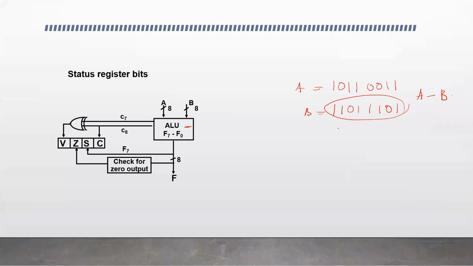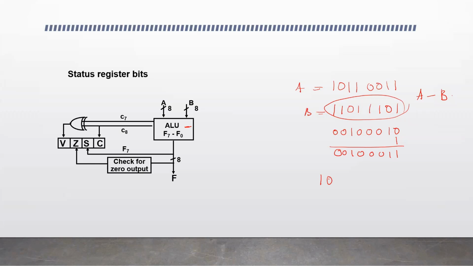When we find the 2's complement, the 1's complement is 0, 0, 1, 0, 0, 0, 1, 0. And when you add 1 to this, we get 0, 0, 1, 0, 0, 0, 1, 1. This is the 2's complement of B. Now this has to be added to A.